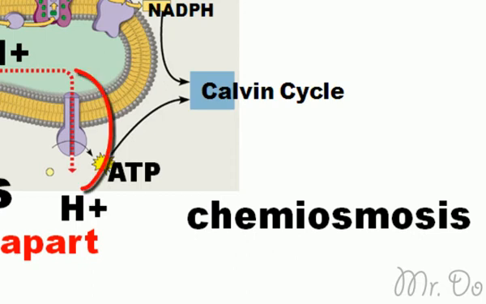Now moving over here, there is a name for how the creation of ATP happens. When H is shot through this little protein called the ATP synthase, it binds with ADP to produce ATP. This process is called chemiosmosis.